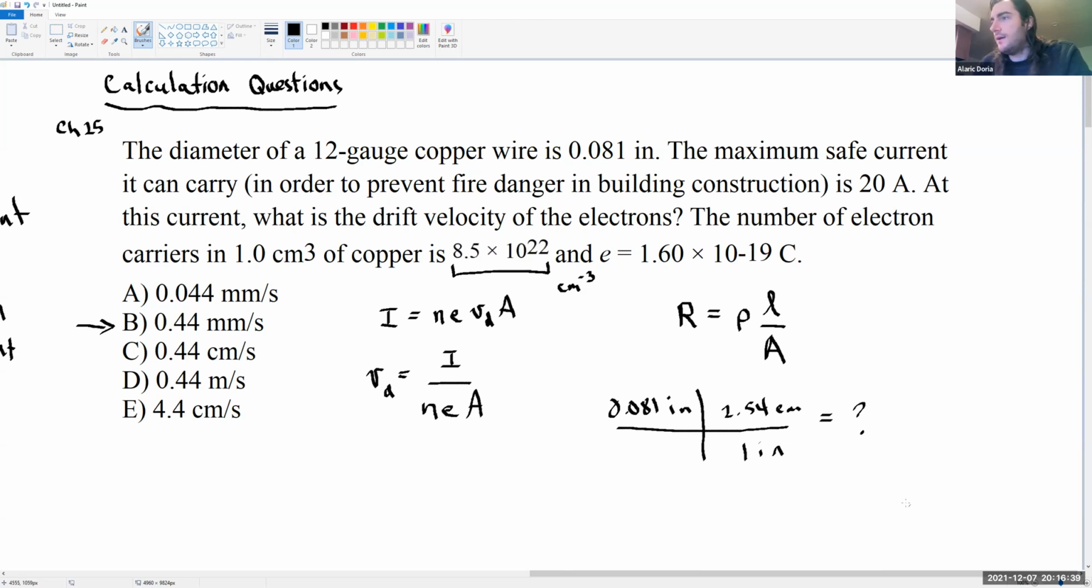Okay, how would we calculate the area? Well, the cross-sectional area of a wire is pi r squared. And so our area will have units of centimeters squared, which is fine because, again, the charge carrier density has units of inverse centimeters cubed. That will ultimately leave us with 1 centimeter left over for our units. And so when we go to calculate our final numerical result, the units will be centimeters per second.